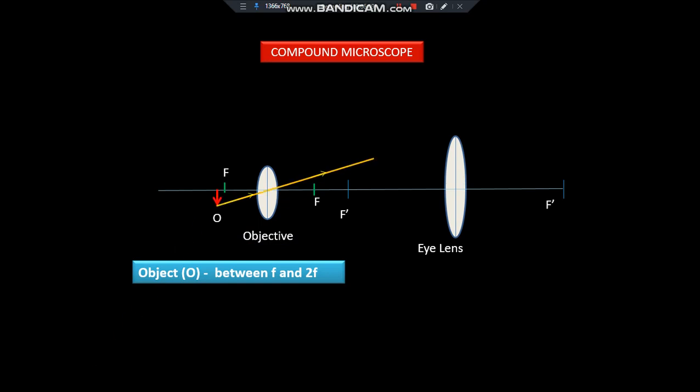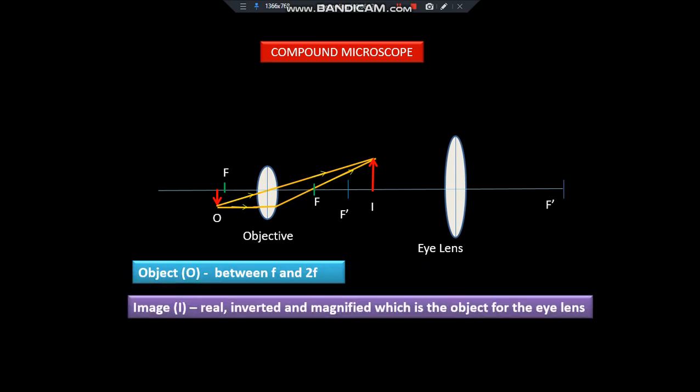We have a ray passing through the optical center again. One more ray parallel to the principal axis, which is making an image I. So I is a real, inverted, and magnified image, which is the object for the eye lens now.